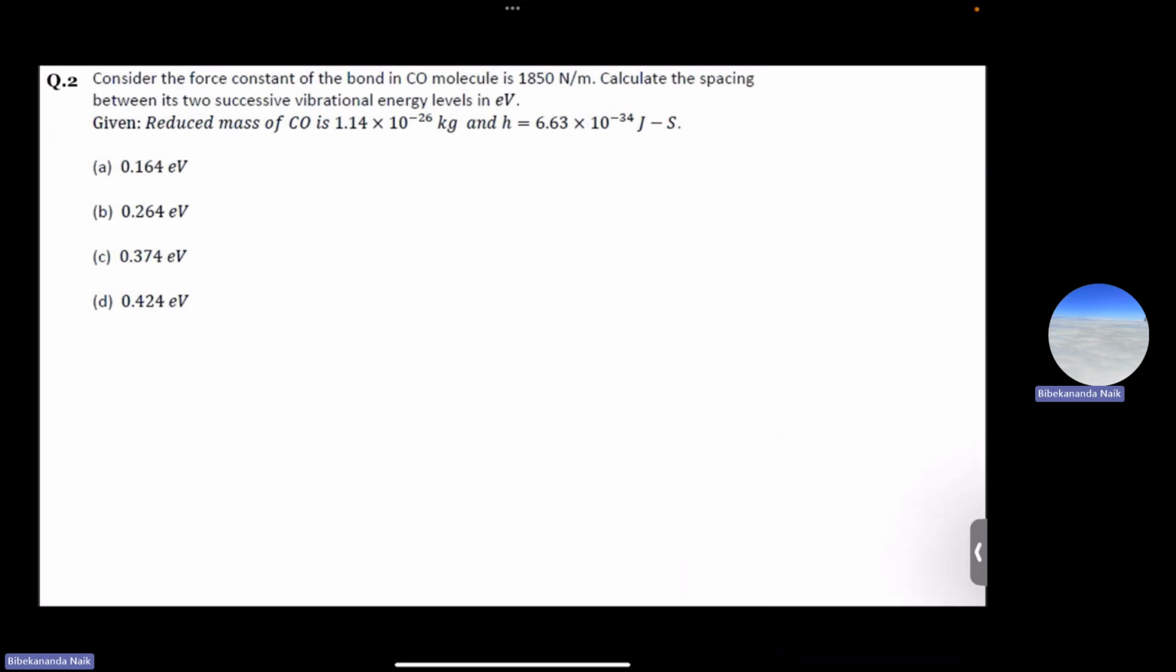So now if we see, this question is pretty much similar to the previous question, but the difference is that in the previous question we were asked to calculate the value of the lowest energy level, but here we need to find out the spacing between two successive vibration energy levels. So as I had already mentioned, the energies of vibration energy levels are given by V plus half h bar omega. So the value of V varies from 0 to 1 to 2 up to higher values.